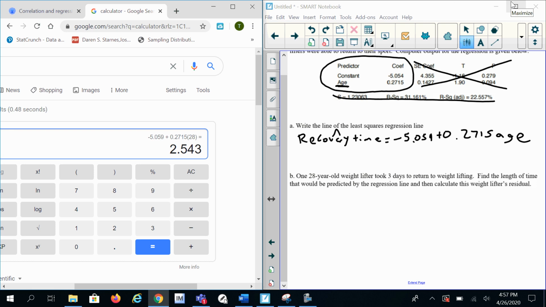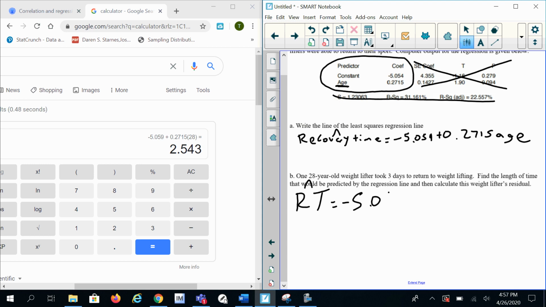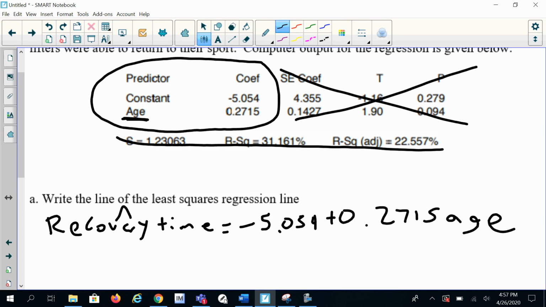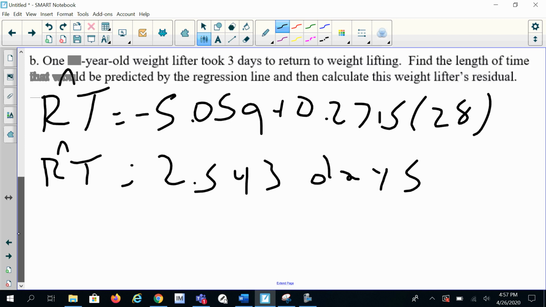So I need to show my work for that. I'm going to put RT for recovery time. So RT hat is equal to negative 5.054 plus 0.2715 times 28. And the predicted recovery time was 2.543. Make sure you put the units as days. Now that is the predicted time. That is not the residual.